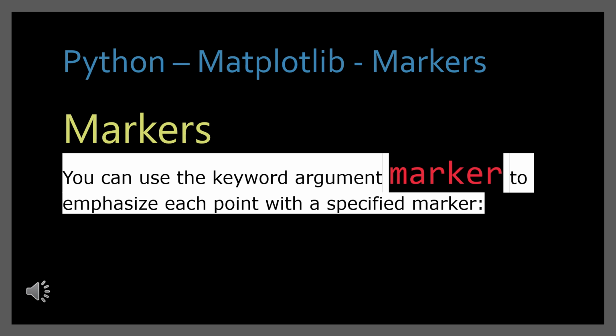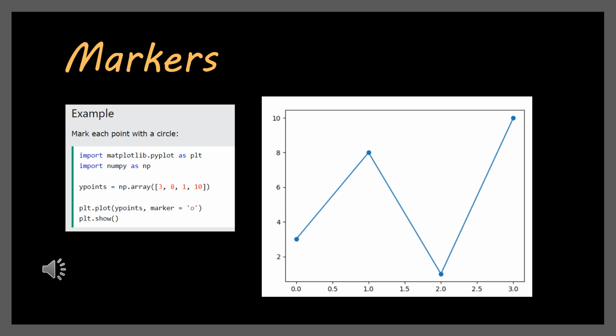We are using the marker keyword to specify a marker. First, we have an array with 3, 8, 1, 10 as y points. There are no x points, and we all know how that works. Based on the y values, it will point starting from 0.0 to the next points. The marker here is 'o', so the 'o' is available as the endpoint of each marker point.